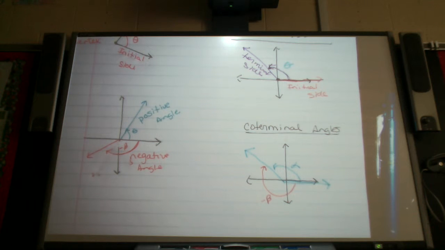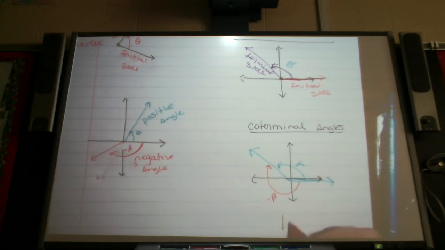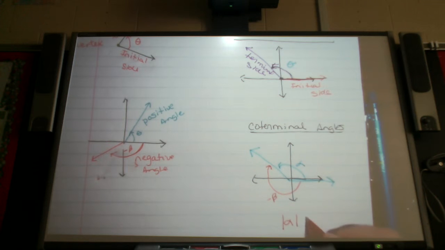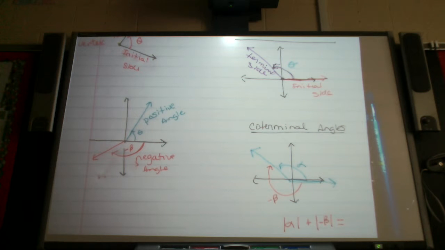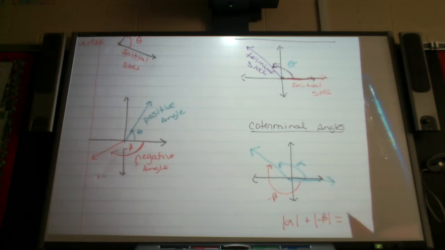the same side. So if we look at this and we know that the absolute value of alpha plus the absolute value of negative beta, what are those two angles going to add to? 360. So we have 360 degrees in a circle.